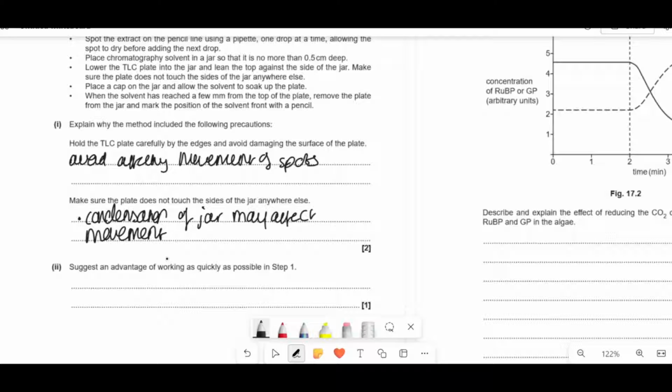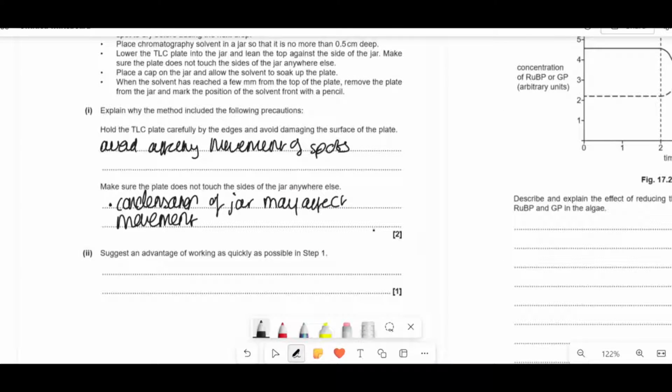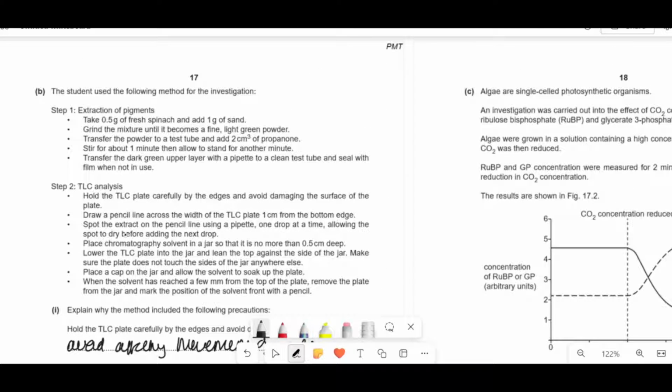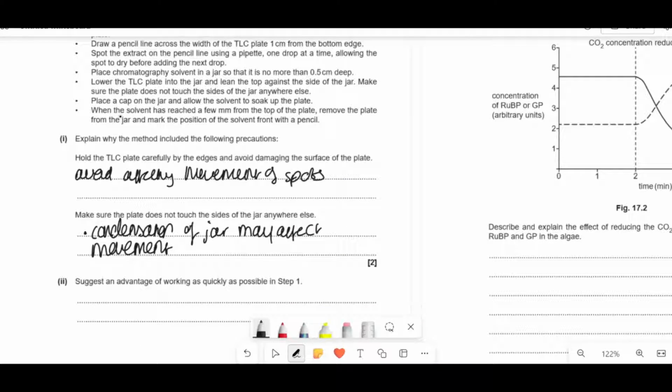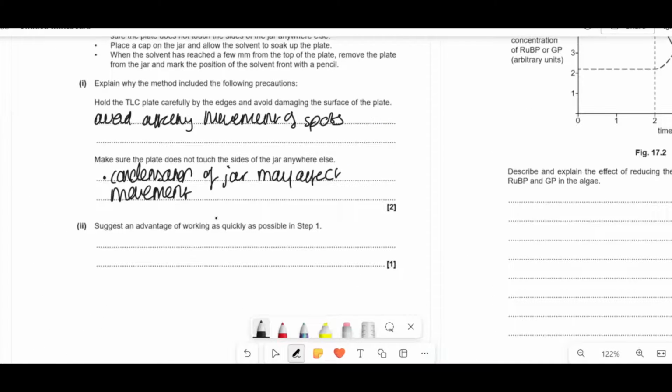Now it says to suggest an advantage of working as quickly as possible in step 1. Remember that this experiment is all about looking at photosynthetic pigments in a plant. So if they're saying to do step 1, extracting them, as quickly as possible, the only thing that comes to mind is, well, what happens if they take ages? They've been breaking it all out and releasing it, and also putting propanone in. So it's probably to stop something happening to the pigments, like getting them damaged too much. You could say damage, degradation, or contamination, things like that. So it could be to avoid damaging the photosynthetic pigments.